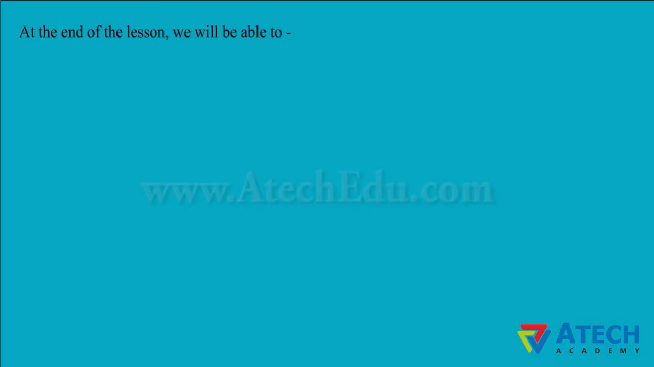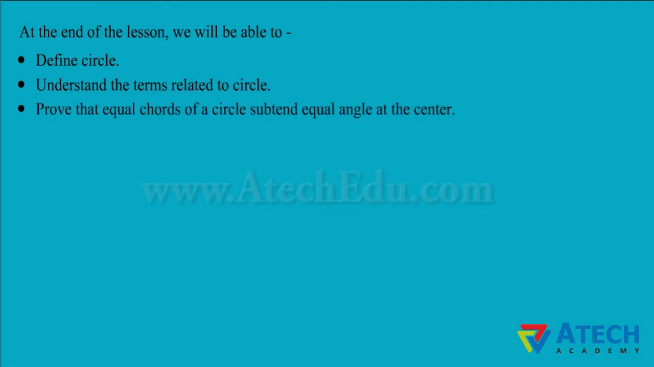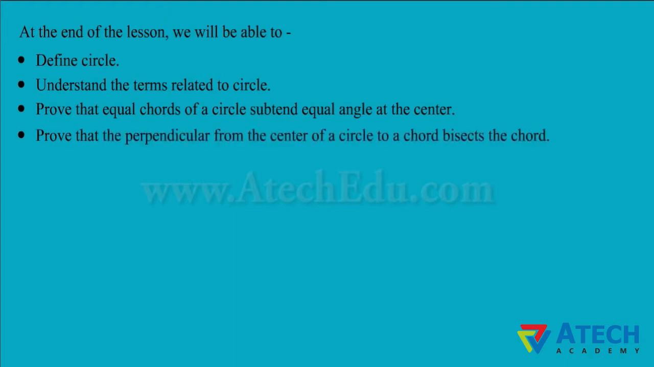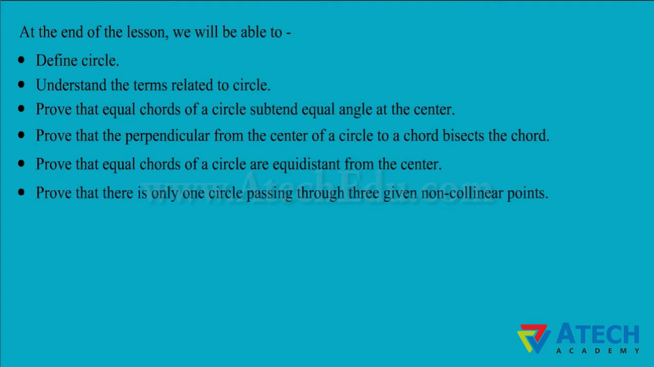At the end of the lesson, we will be able to define circle, understand the terms related to circle, prove that equal chords of a circle subtend equal angles at the center, prove that the perpendicular from the center of a circle to a chord bisects the chord, prove that equal chords of a circle are equidistant from the center. Prove that there is only one circle passing through three given non-collinear points.